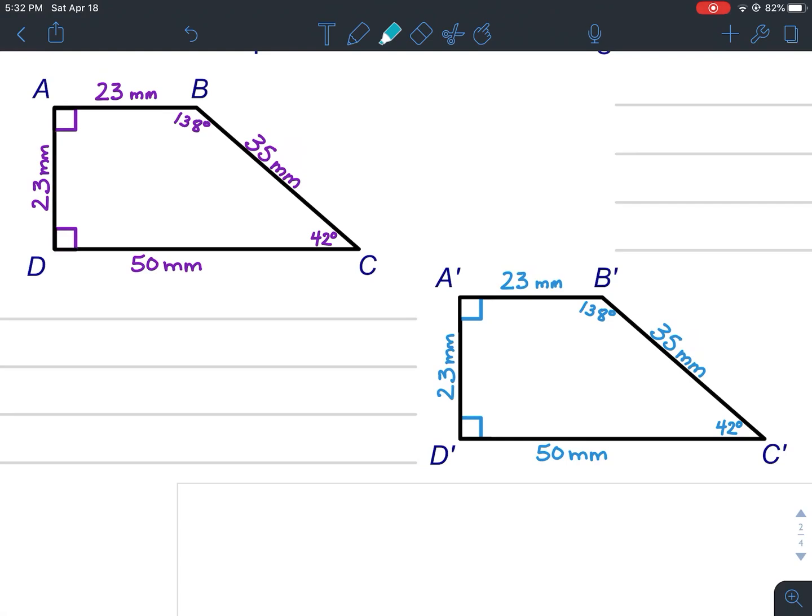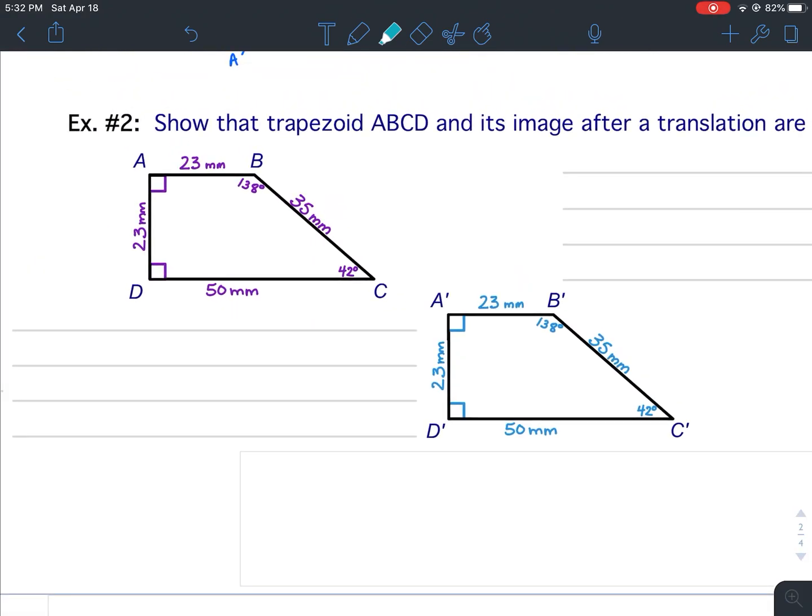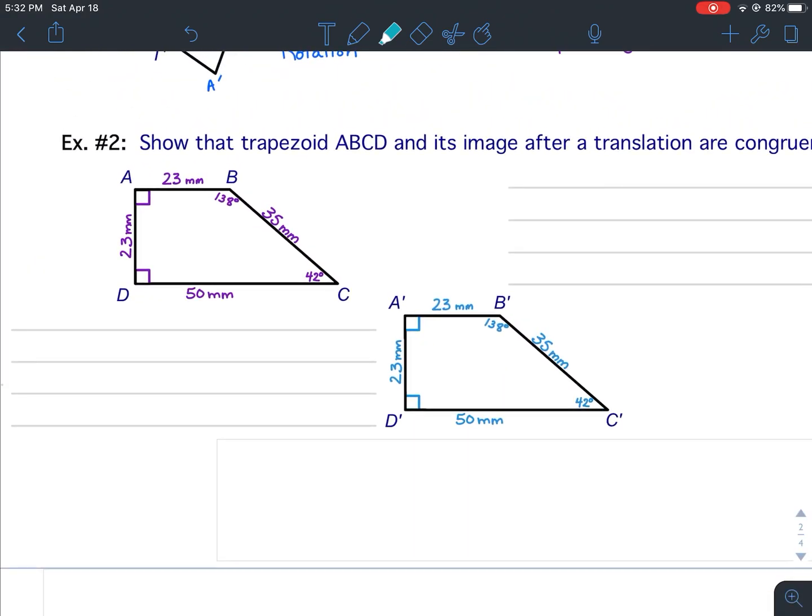Okay, now we want to prove that they are congruent. Well, in order to prove that the figures are congruent, we have to prove that all corresponding parts are congruent. To prove that all corresponding parts are congruent, first we're going to have to prove that all the angles are congruent, and then we're going to have to prove that all the corresponding sides are congruent. So we're going to start with all the angles.